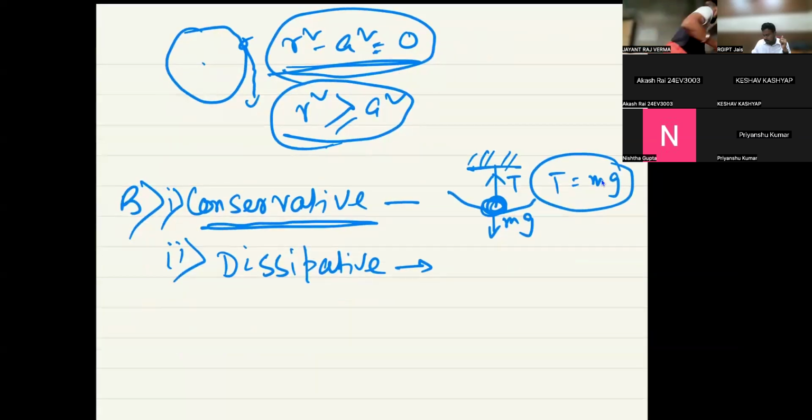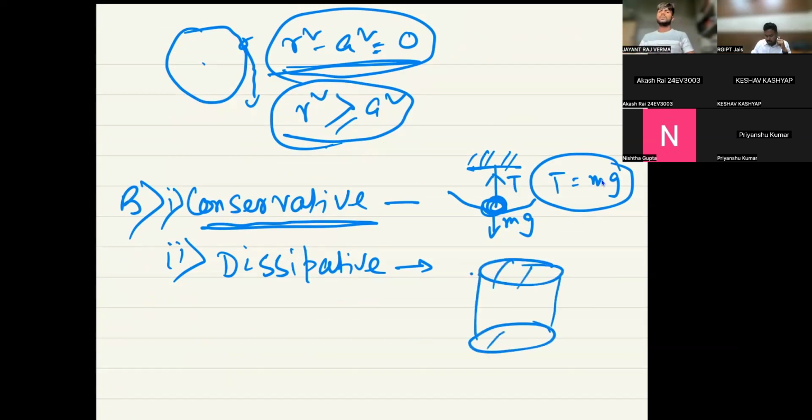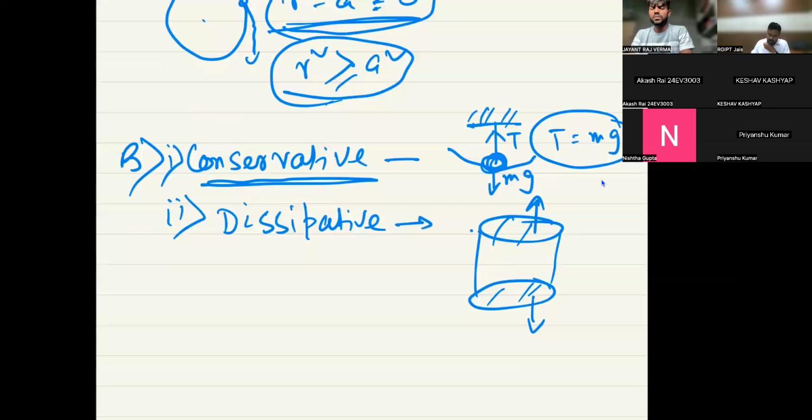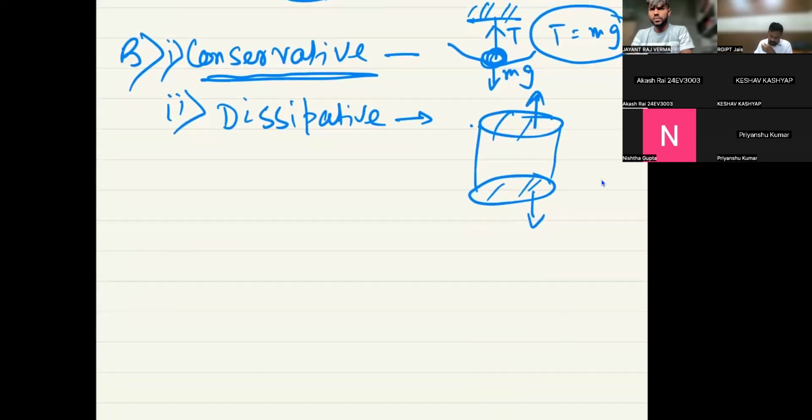But a dissipative system is where the forces of constraint do some work. For example, if you have this gas cylinder, this cylinder full of gas molecules, and this cylinder can expand or contract, then there will be some work done, and so these types of constraints are called dissipative.